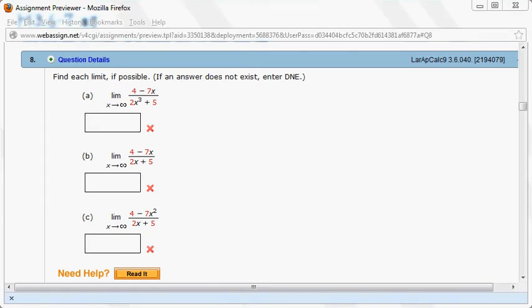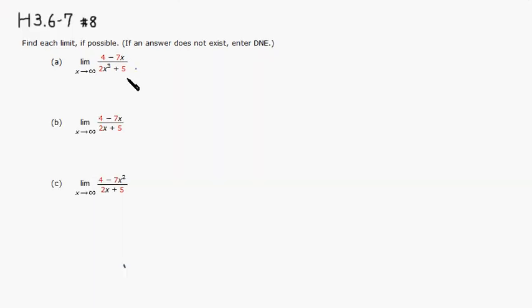Okay, let's look at homework 3.6, 3.7, number 8. We need to evaluate this limit at infinity. So let's try that. I'm going to use a couple of different methods. For part A, I'm going to use this method. What you do is look at the bottom one.